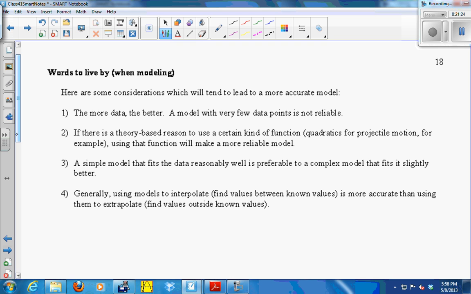So some considerations that will tend to lead to a better model. The more data, the better. If there's a theory-based reason to use a certain kind of function, like quadratics for projectile motion, for throwing a ball up in the air, that's a better model to choose. A simple model that fits the data reasonably well is preferable to a complex model that fits it slightly better. Okay, so if you're choosing between an R-squared of 0.92 and 0.95, you might go with the lower R-squared if the model is significantly easier to work with. So that's a judgment call. And generally, using models to find values between known values is much more accurate than using them to make predictions outside of your data set.